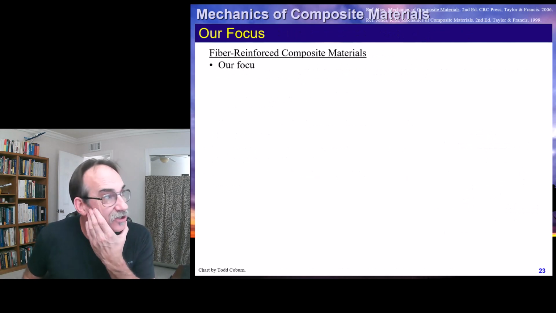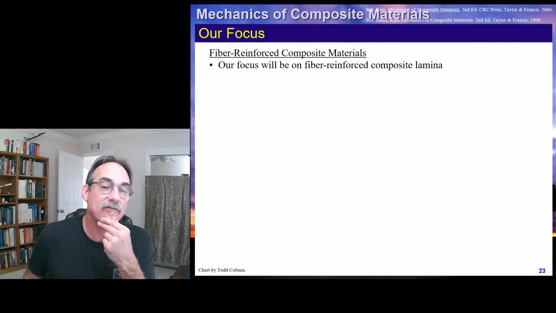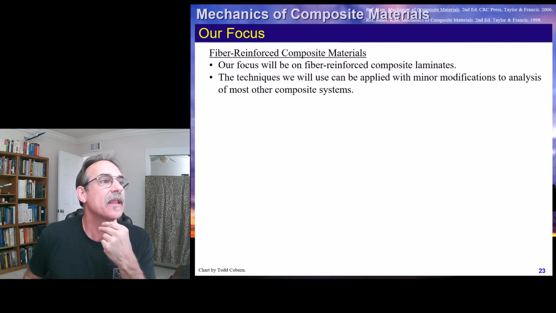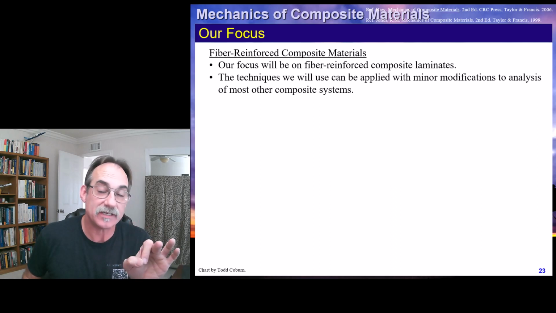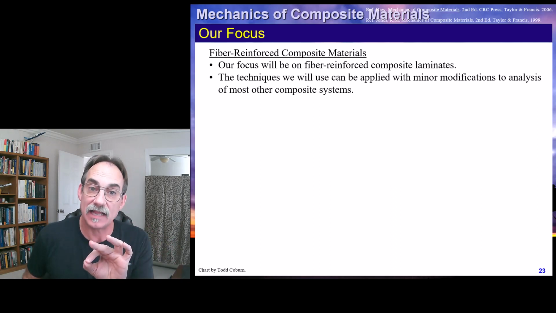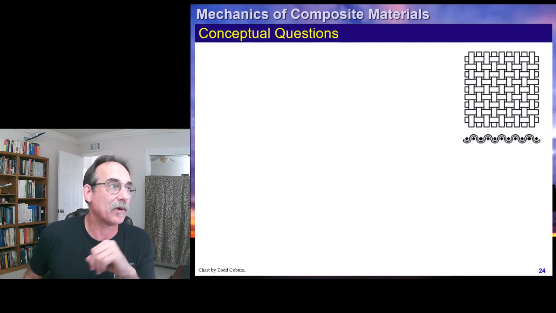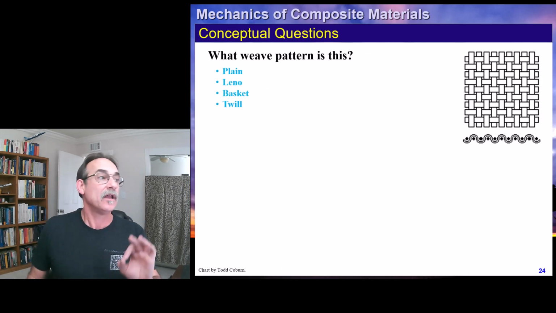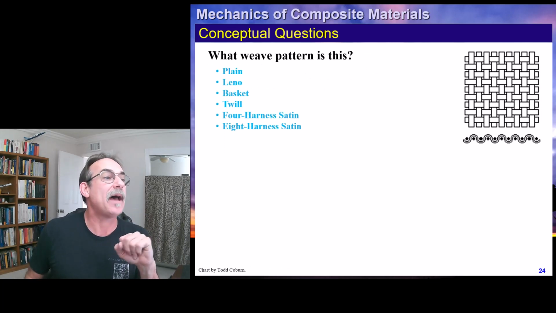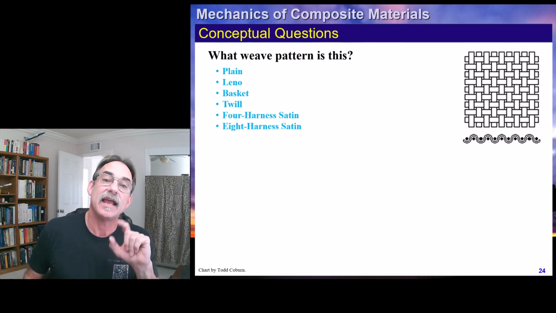Okay, so our focus is going to be on fiber reinforced composite materials. We're going to be learning to deal with the constituents and then getting the properties of the lamina so that we can do the properties of the laminate. Let's look at a couple conceptual questions. What weave pattern is this? Think about that a moment, and you may want to stop the video.